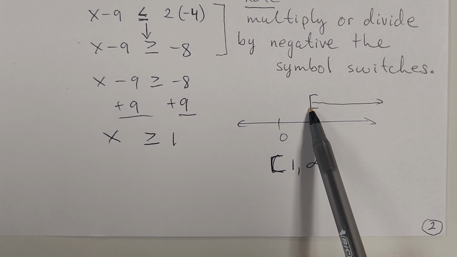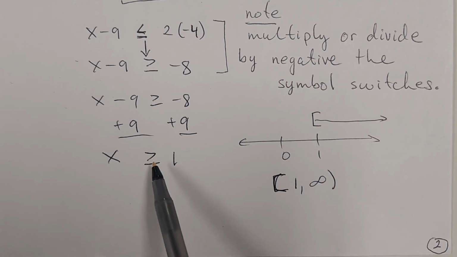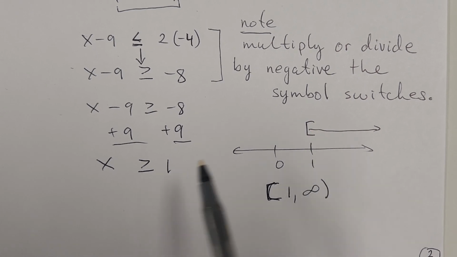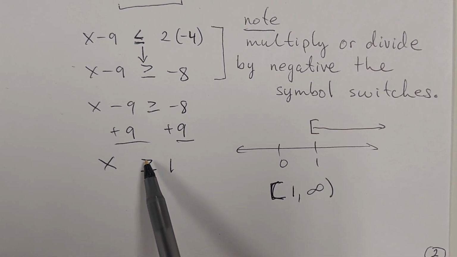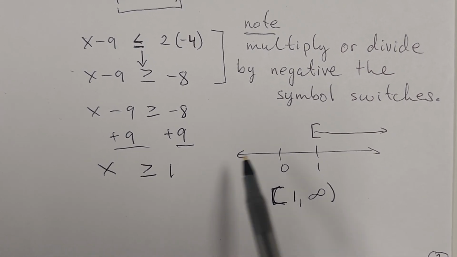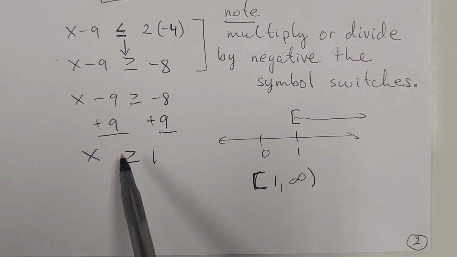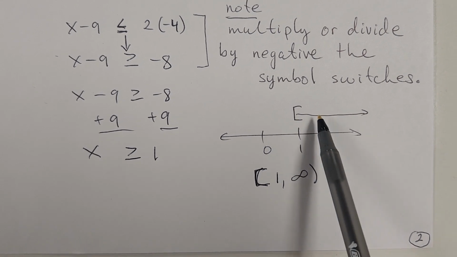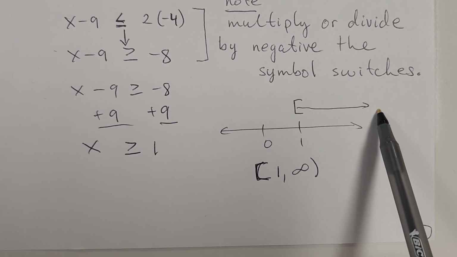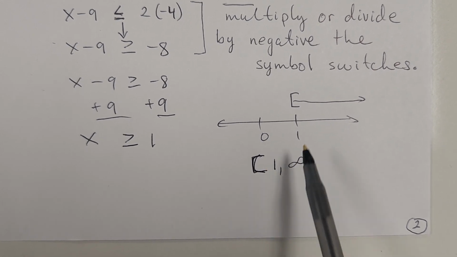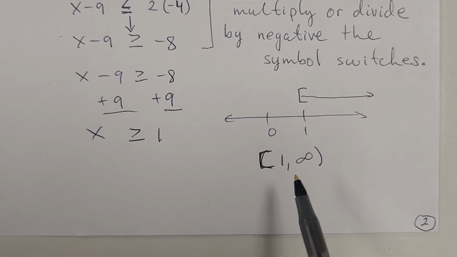Now why am I using a bracket? Because there's a line underneath. If I have a line underneath, I will use a bracket. Based on this symbol, it is showing to the right side, so from 1 go to the right. This arrow is going to the right, so from 1 to the right. Now use this graph to write my interval notation.